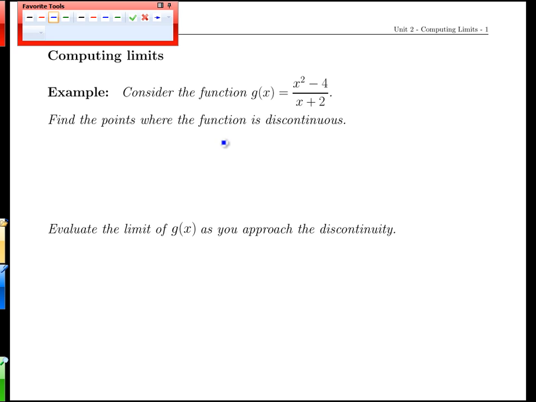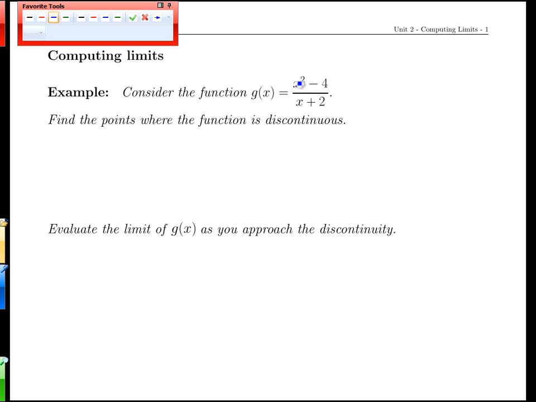A common type of problem in calculus is to evaluate the limit of some function where there's a discontinuity. Again, we can't just plug in the value because the function is discontinuous, so there is a break in it, but the limit can tell us where the function would have ended up were it not for that hole. Let's take a look at this example here.